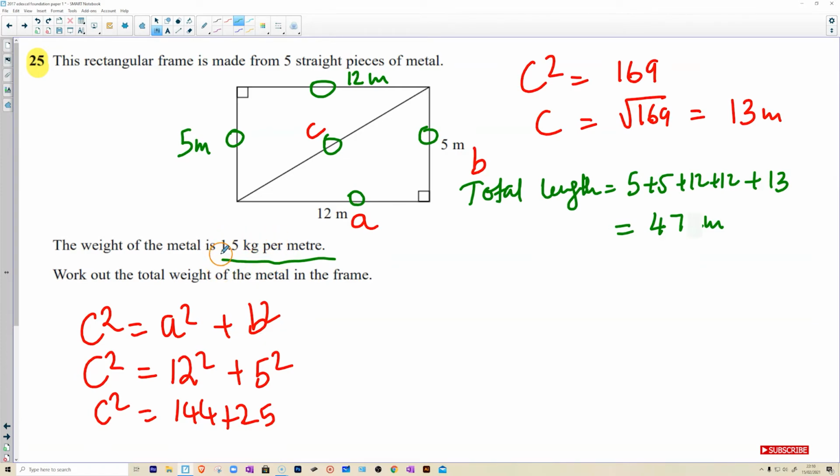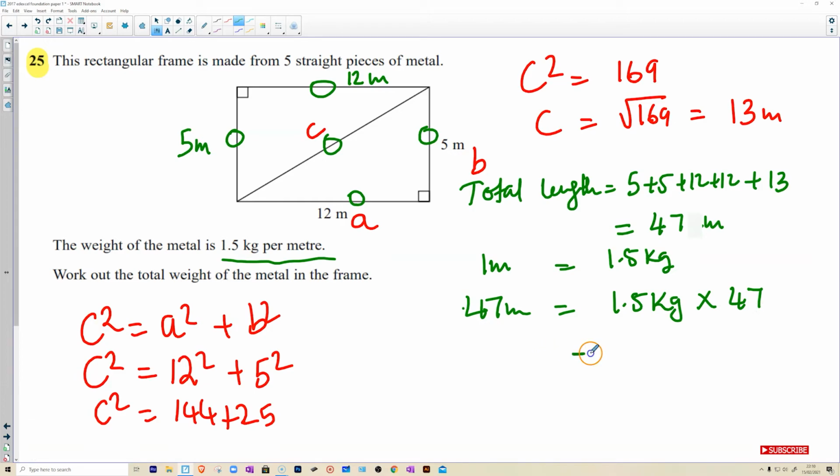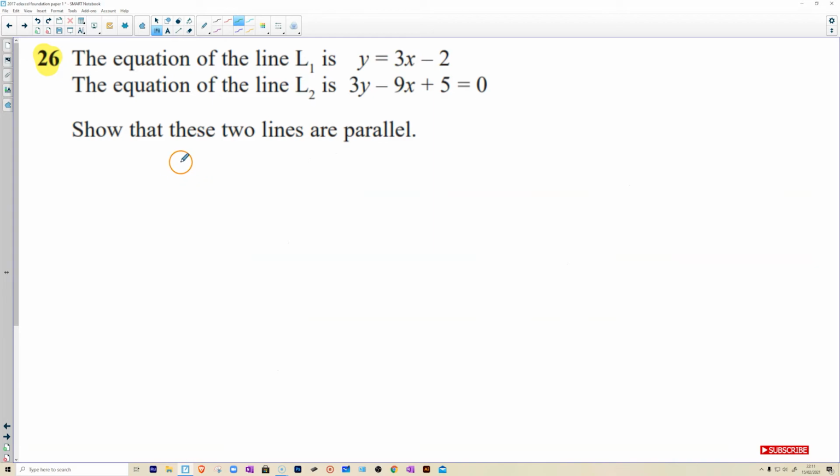Now in order to find out the total weight, all we have to do is multiply 47 times 1.5, because we're told 1 meter is equal to 1.5 kilograms. So therefore 47 meters is going to be equal to 1.5 kilograms times 47. That's going to be equal to 70.5 kilograms.